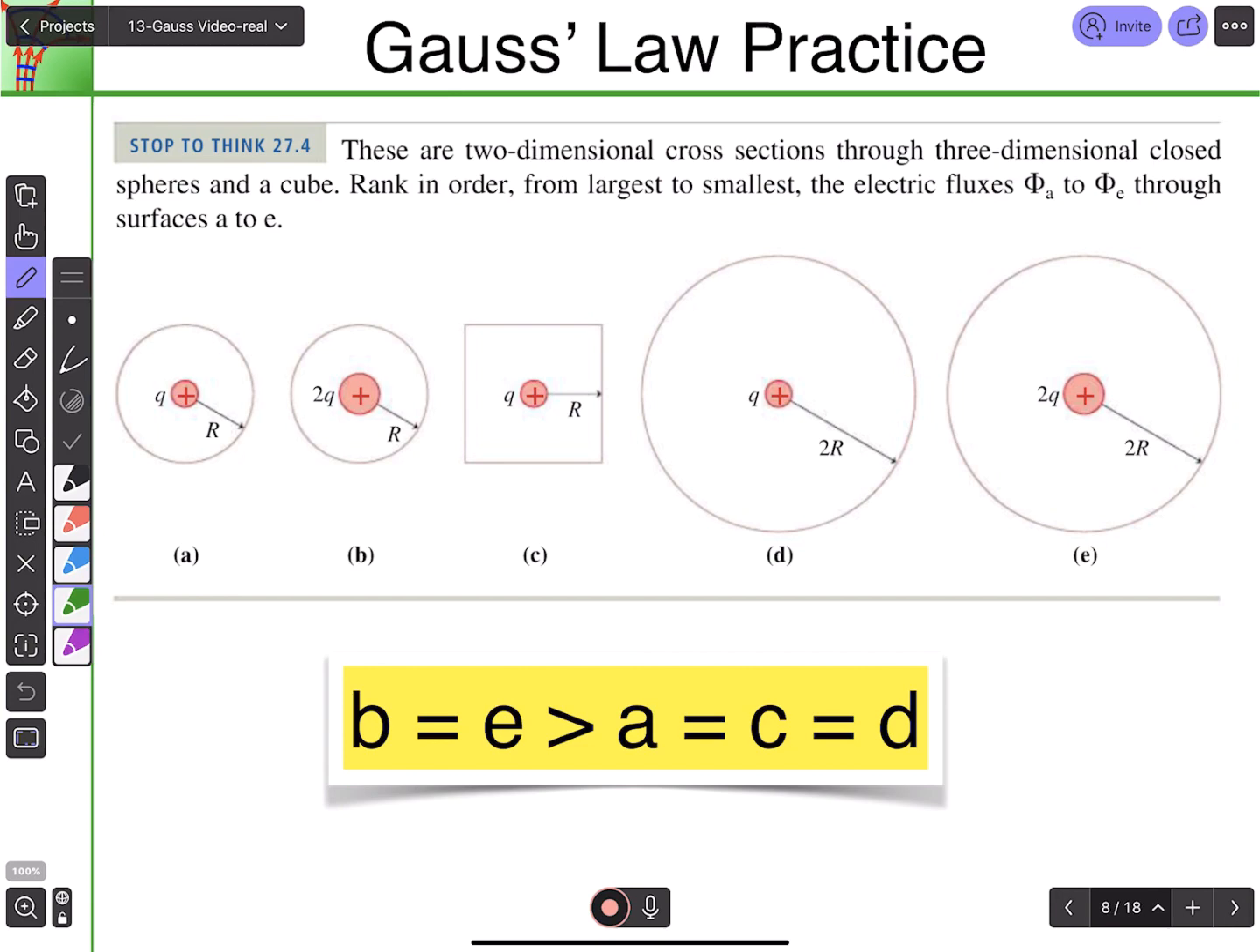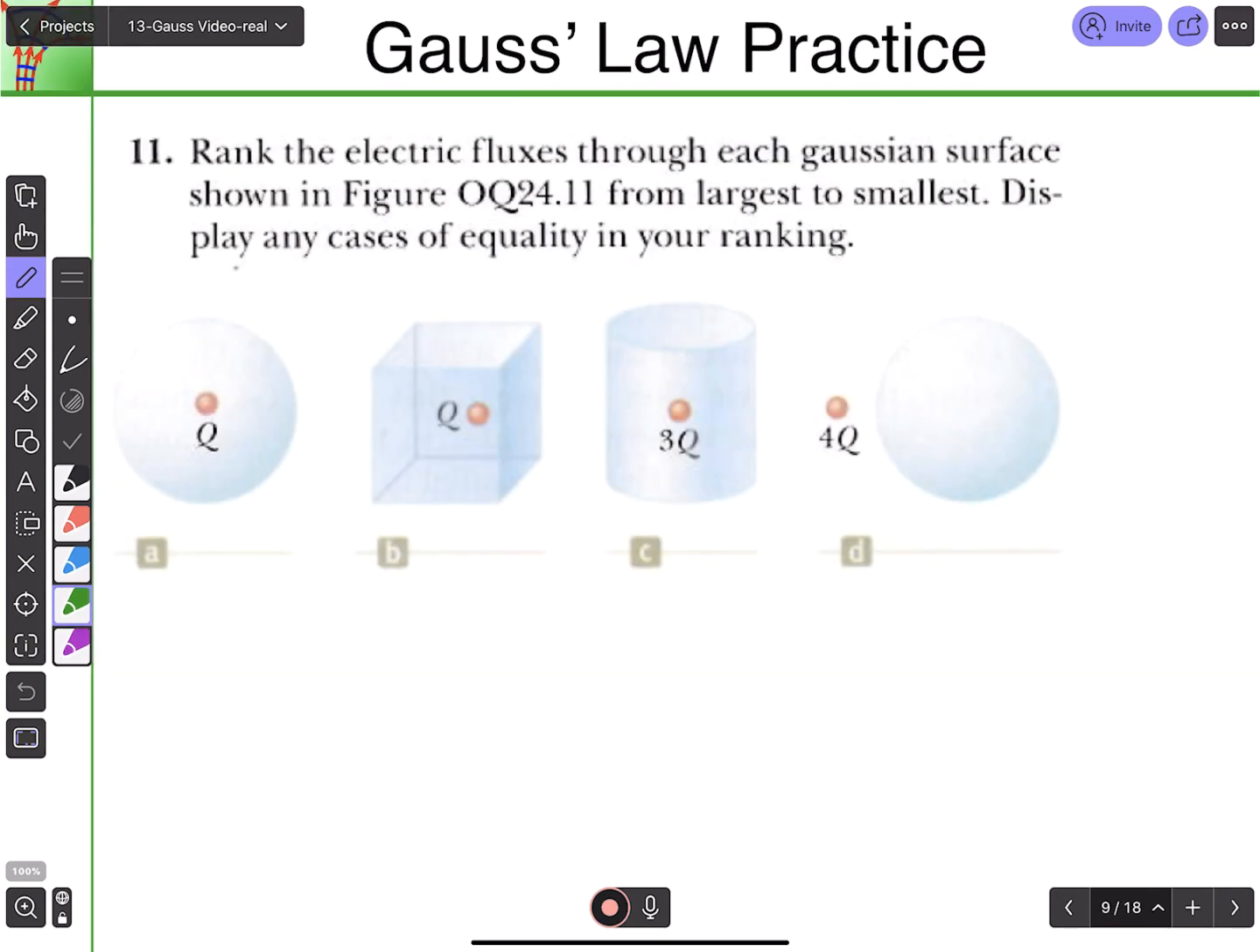And that leads to this ranking here, right? B and E are the largest, and then A, C, and D are the next largest. Same with here. Rank them from largest to smallest flux. Well, these 2 have the same flux. Can you believe that? They have the same flux of Q over epsilon naught.